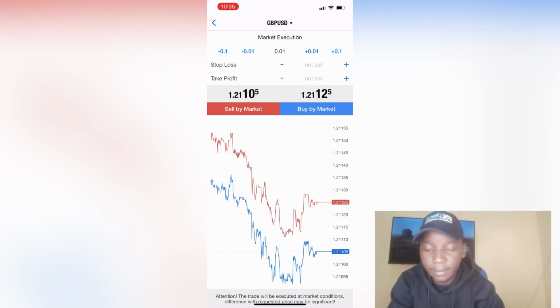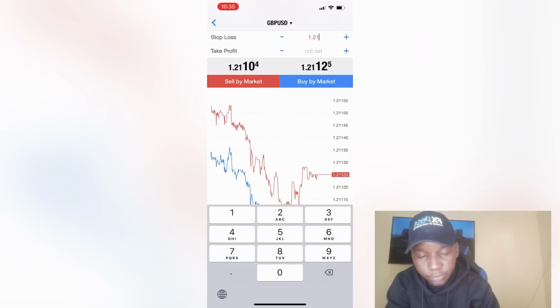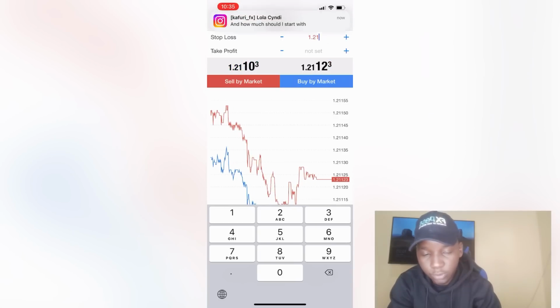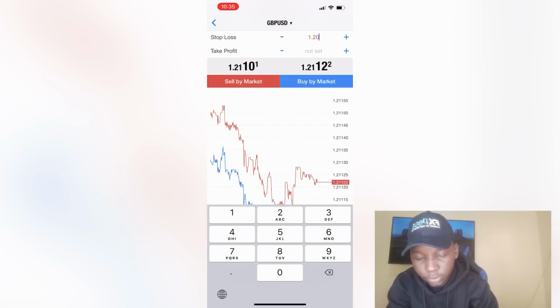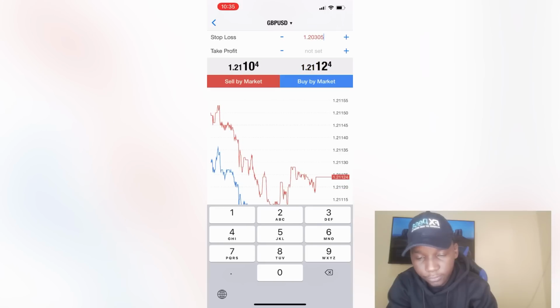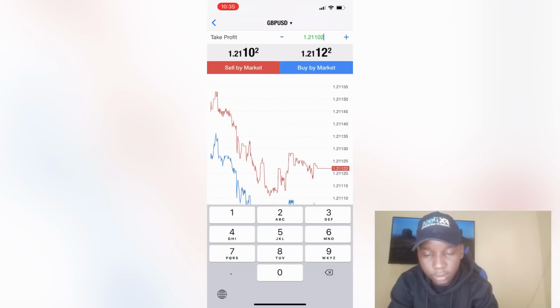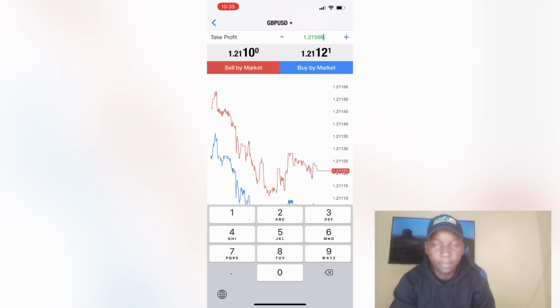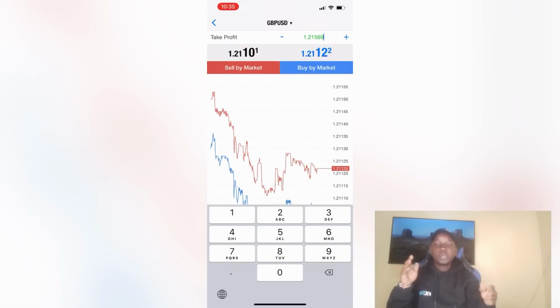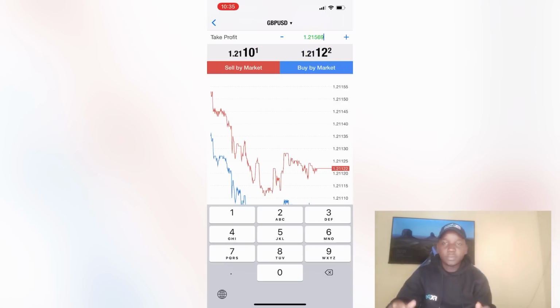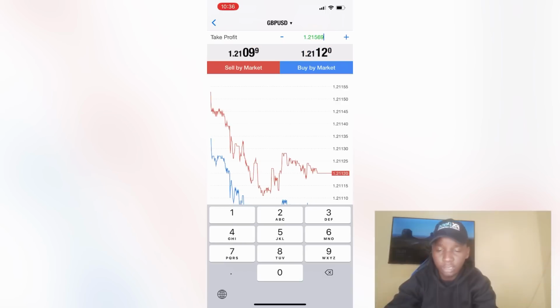My stop loss value is 1.20305. We can do this together. That is my stop loss value, and then my take profit value will be 1.21569. Now, for the people that are using Android, you can see there's a section in this screen.